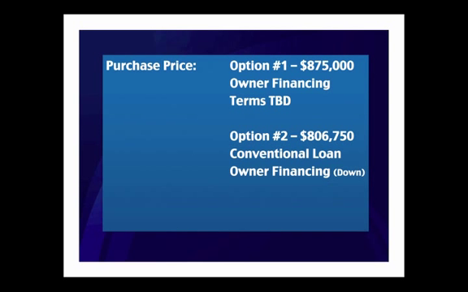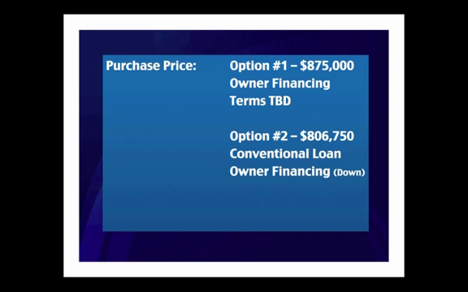I give option 1. Now, have I done more than 2 options? Of course I have. It depends on the deal. But in this deal, it's very simple. We're giving option number 1 to the owner, and we'll buy it for $875,000. So we're going to pay a lot more if he's going to give us good terms. And then option number 2 is we'll go ahead and put our own financing on it, and we'll buy it for $806,750.